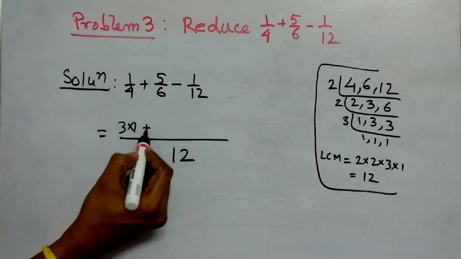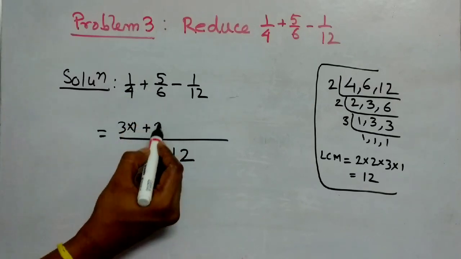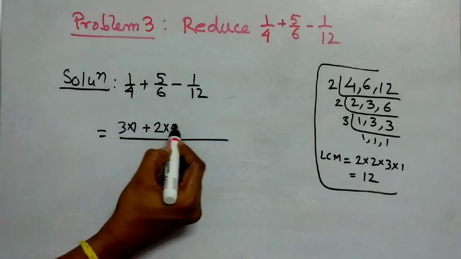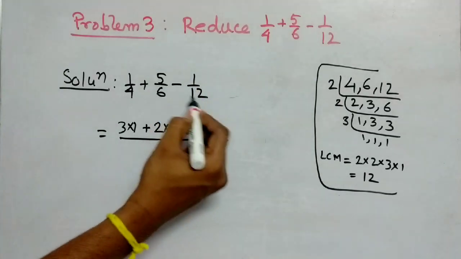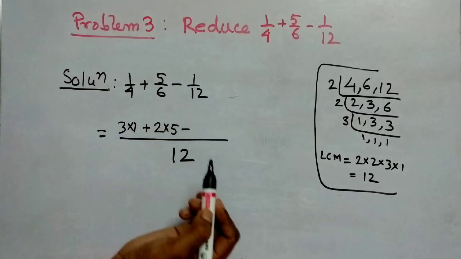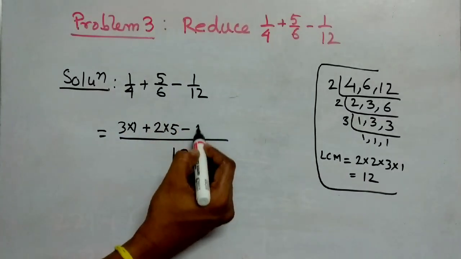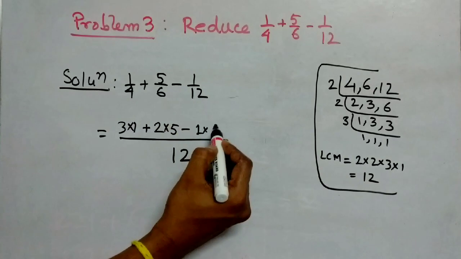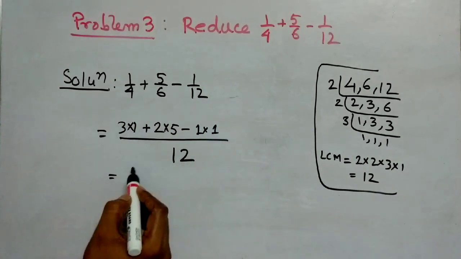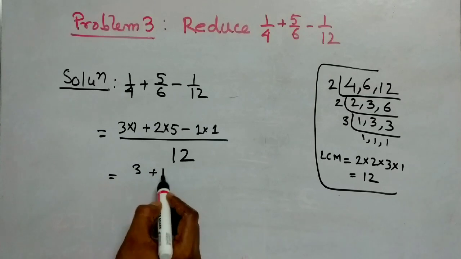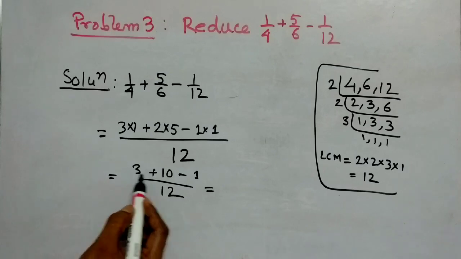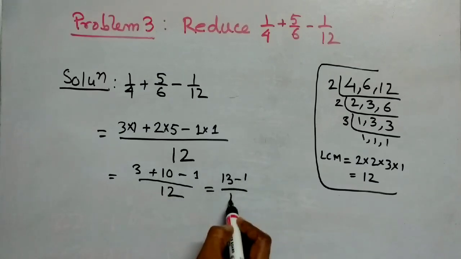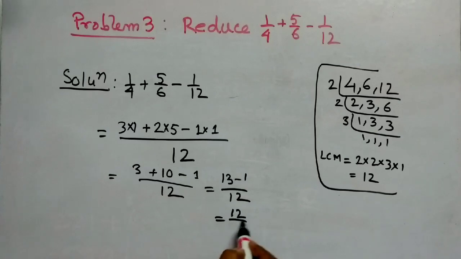So this plus sign will come here. Now 6 into 2. So this 5 will come here. Now for this 12, before you write something for this fraction, I will write the minus sign, because this minus sign will come here. Now 12 into 1 is 12. Now this 1 will come here. Okay. Now 3 into 1 is 3 plus 2 into 5 is 10 minus 1, divided by 12. So this is equals to 13 minus 1 by 12. It is 12 by 12, that equals to 1.